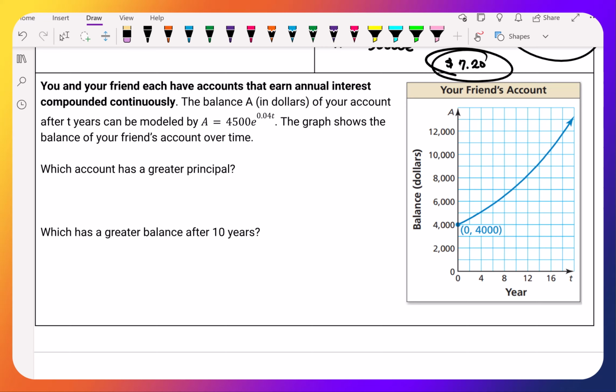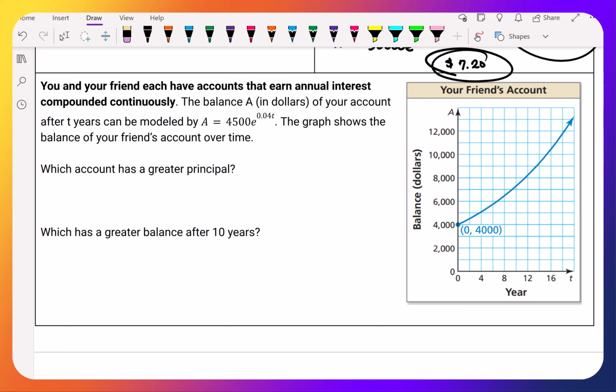I want you to pause the video. I want you to see if you can figure out which account, your account or your friend's account, has the greater principal. And then I need you to figure out which one has a greater balance after 10 years. And you're going to find that in different ways because one's an equation and one's a graph. So pause the video now. Answer those questions, unpause the video to see if you're right.